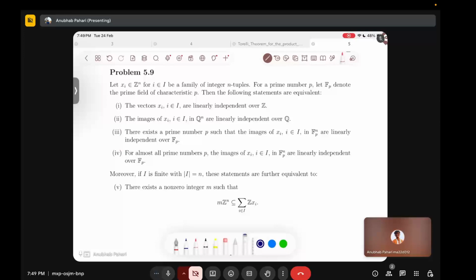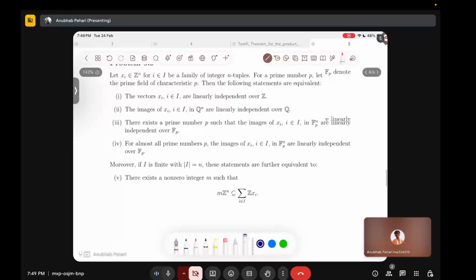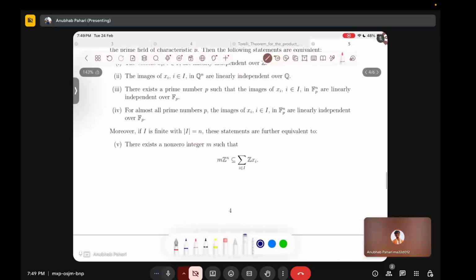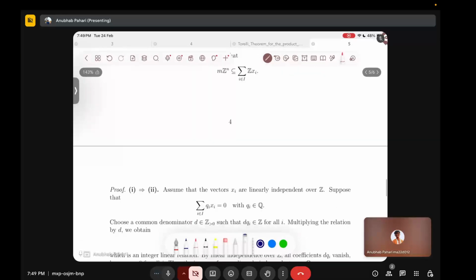So these are the four statements, and the fifth one says that if I is finite with cardinality of I equal to n, then these statements are further equivalent to the fifth statement, which says that there exists a non-zero integer m such that m times Z^n is contained in the Z-span of x_i, where i belongs to capital I.